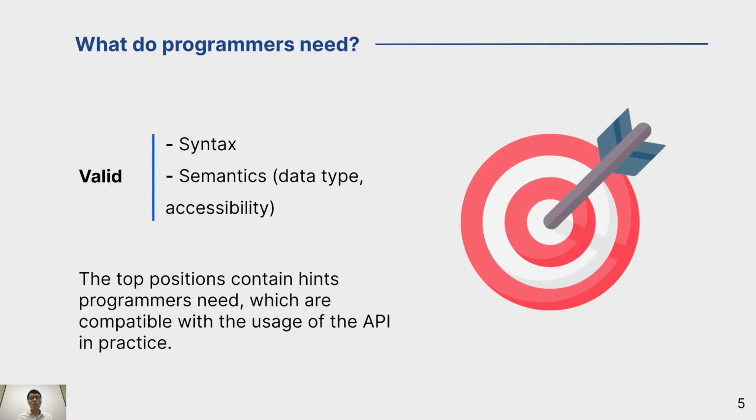So, what is the goal of this problem? In other words, what do programmers need? First, the suggestion must be valid in terms of the syntax of the programming language and semantic suitability. The second goal is that the suggestions need to be sorted by the higher probability of accuracy, which means that the suggestion in the top position is the suggestion the programmer needs.